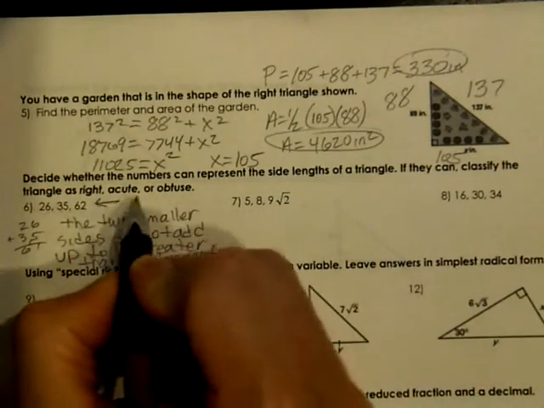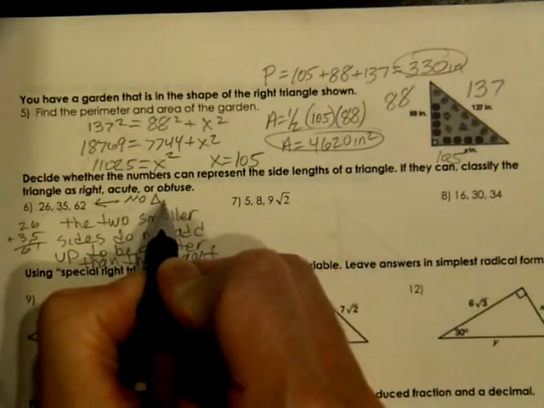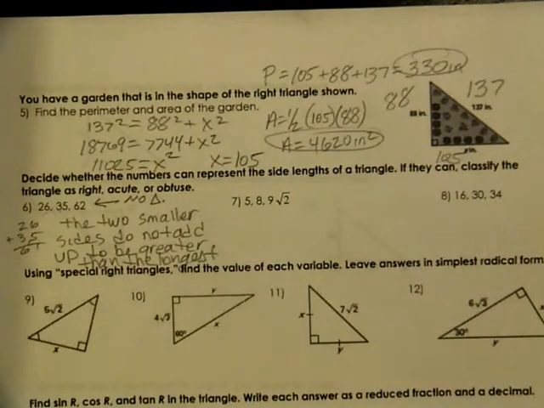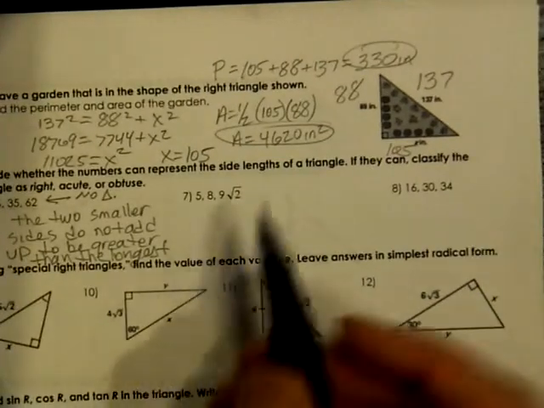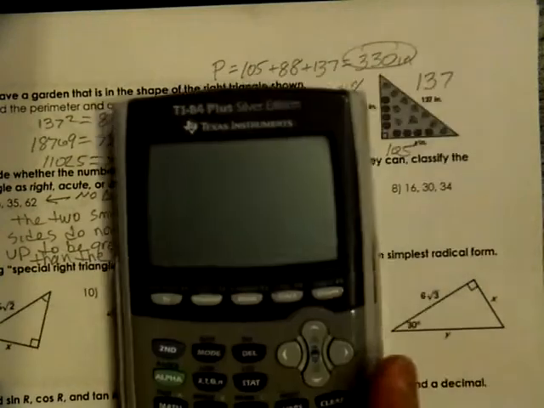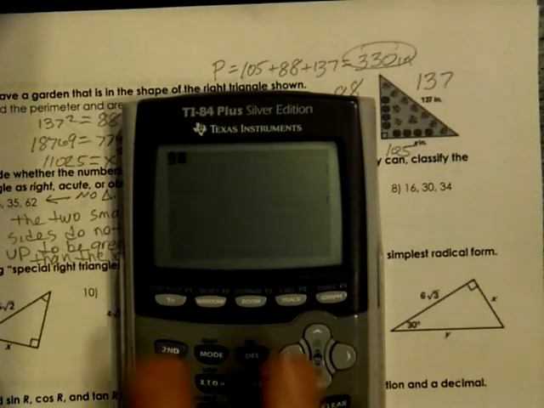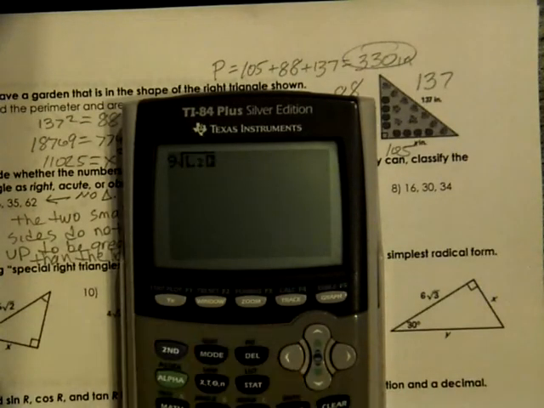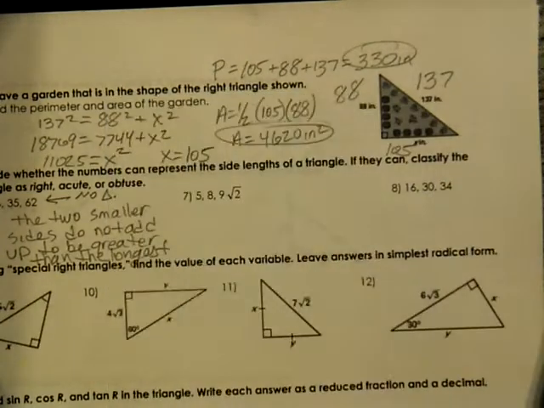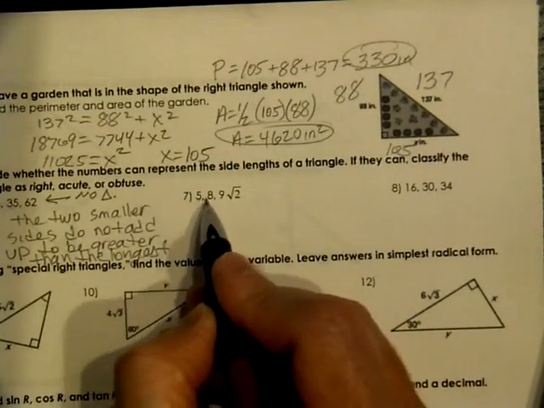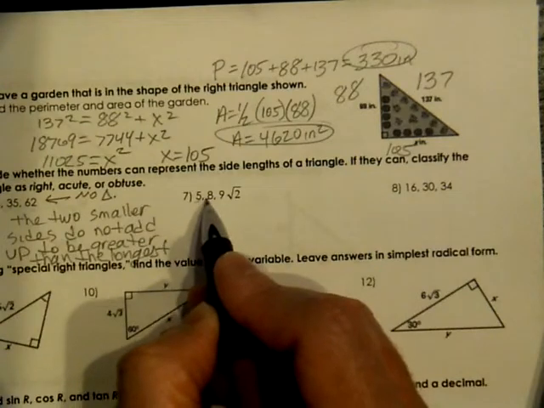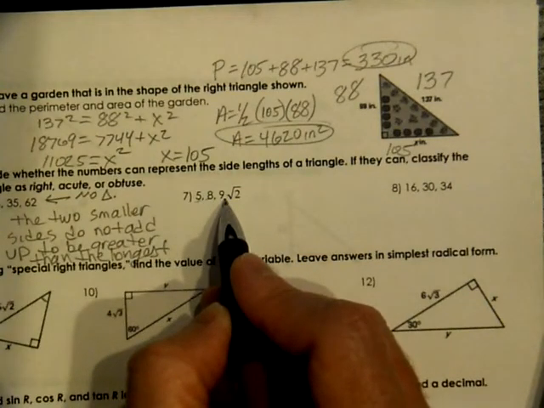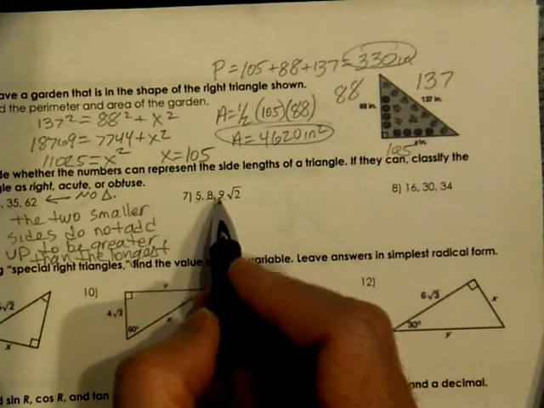So this is no triangle. It doesn't make a triangle. It's not long enough to make a triangle. Here, we could take our calculator and say 9 root 2, that's 12.7. So we know that the two smaller sides add up to 13, and this adds up to 12.7. So yes, this can make a triangle.